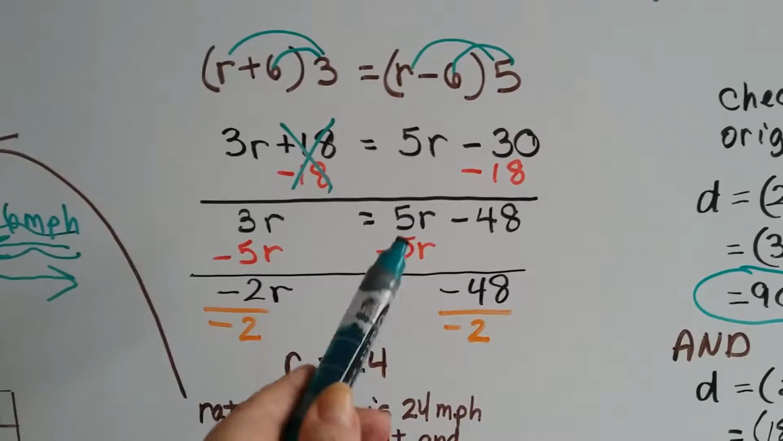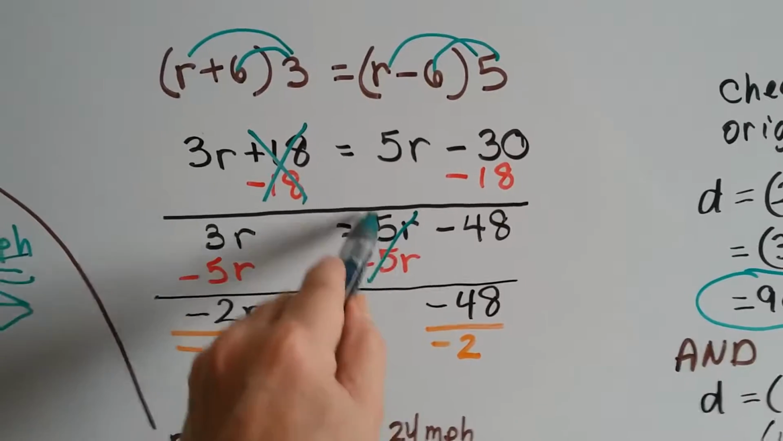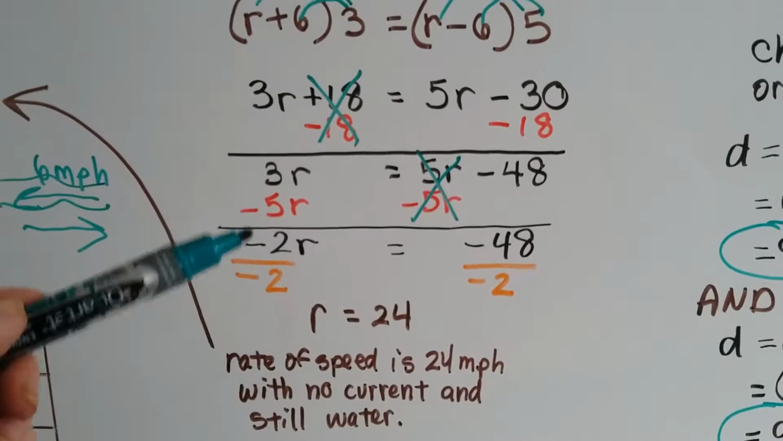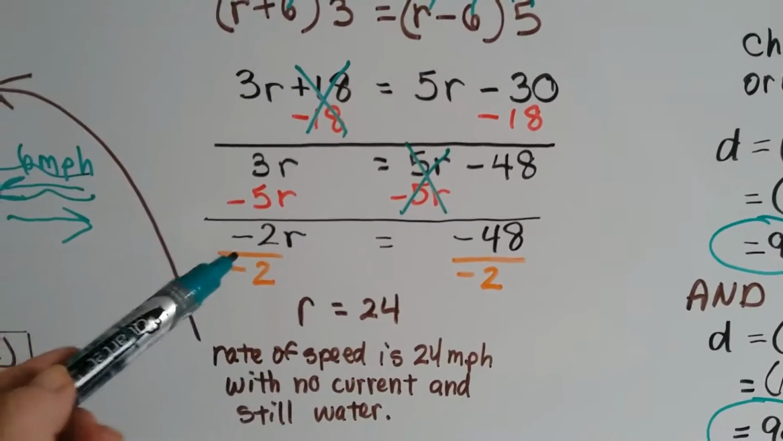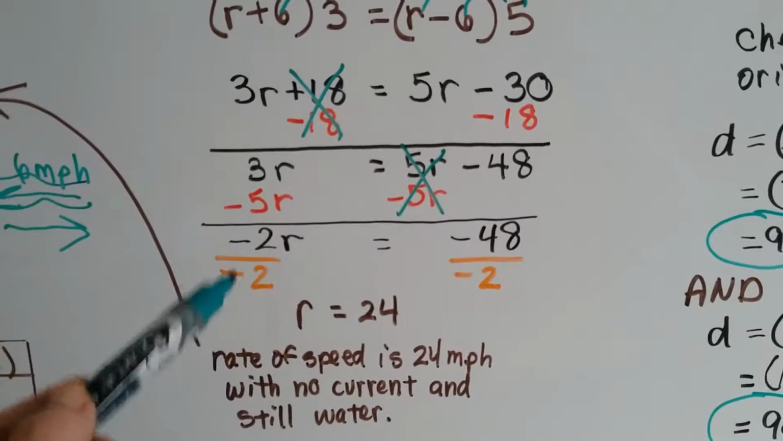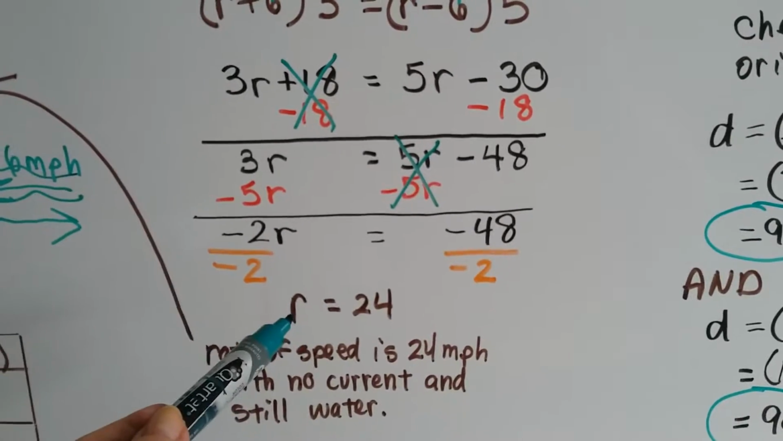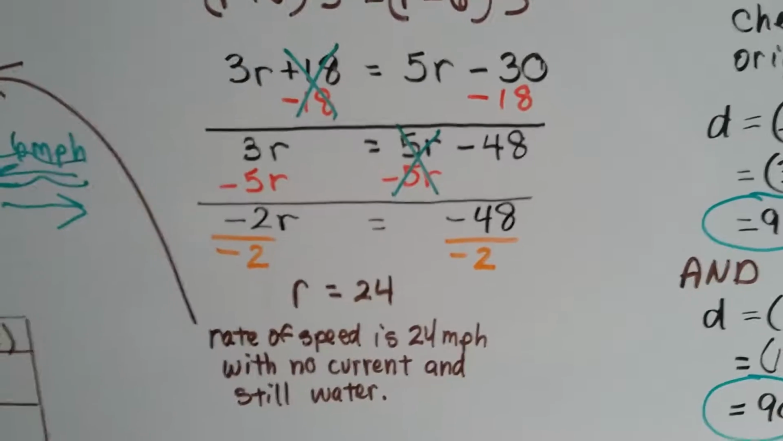So now we need to still isolate for the r. So let's take away the 5r from this side and from this side, and that'll create a 0 pair here, and that'll make only r on that side. So 3 minus 5 is a negative 2r, and that equals negative 48. Now we can divide each side of this equal sign by this coefficient negative 2, and a negative gives us a positive r when we divide, and a negative 48 divided by a negative 2 gives us a positive 24.